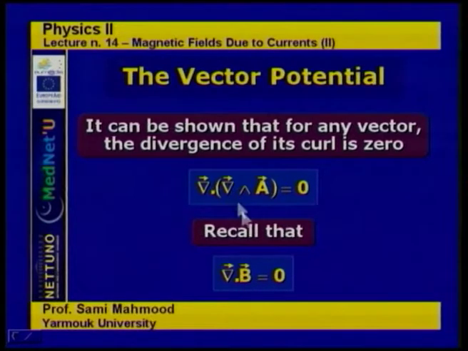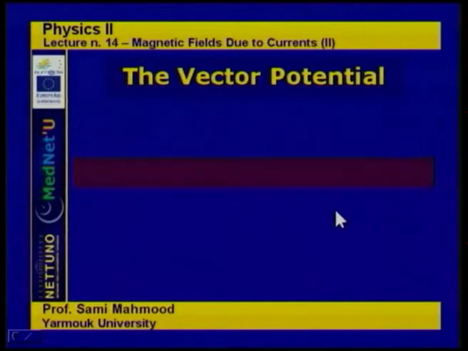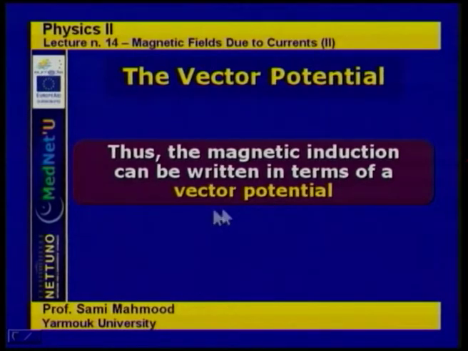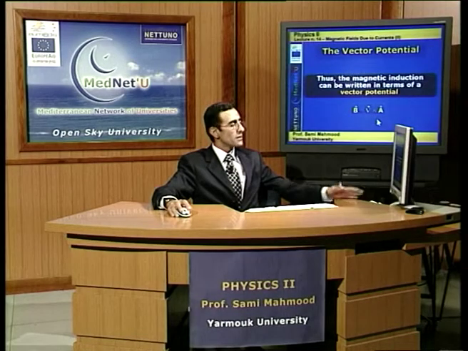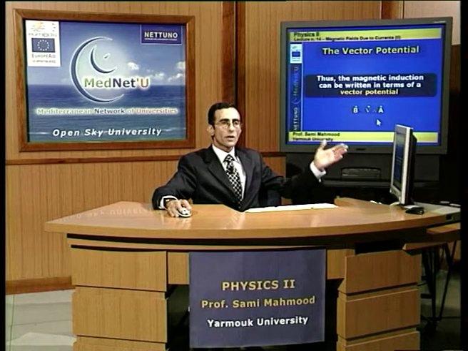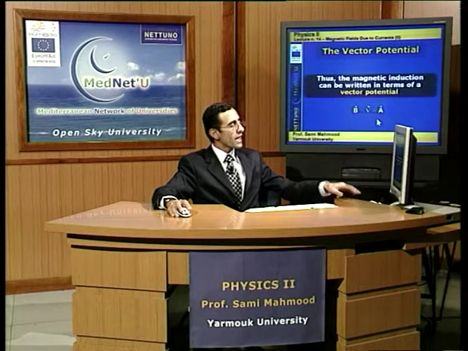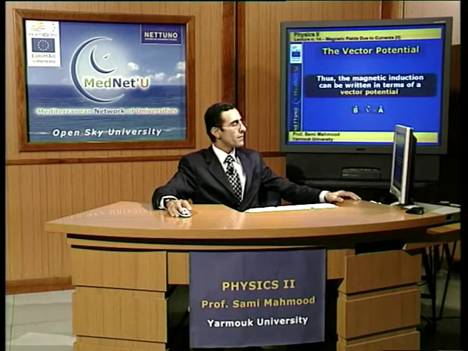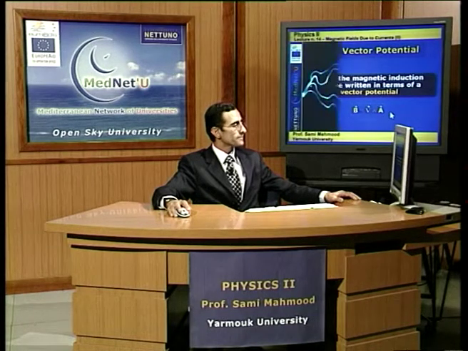And thus, we replace B by curl A, and we say that curl A is equal to B. Thus, the magnetic induction can be written in terms of a vector potential, which we call A, and we can write in general B is equal to curl A. This is a correct statement. Now, this could give, for a special choice of A, the magnetic induction in space.